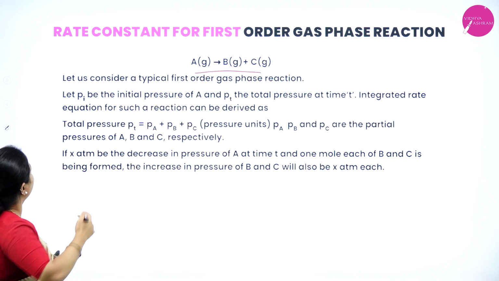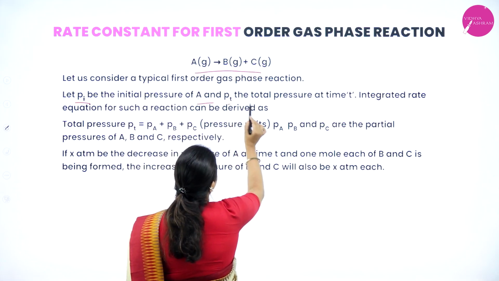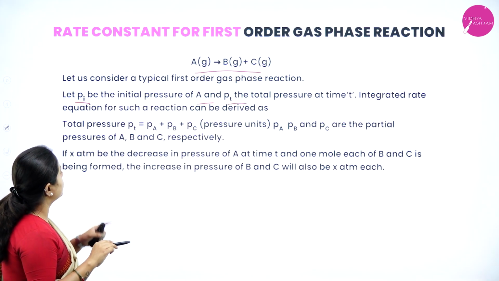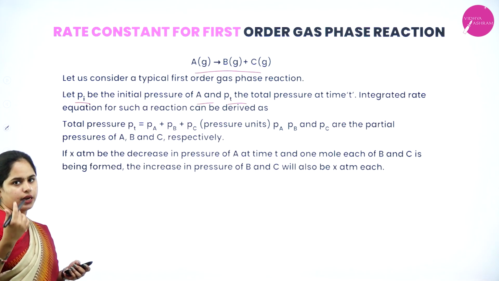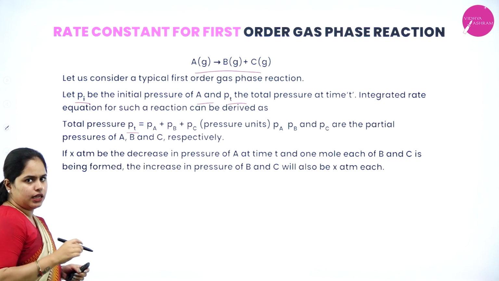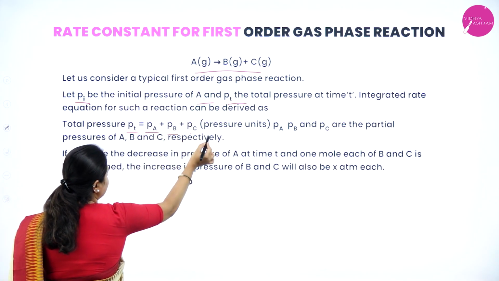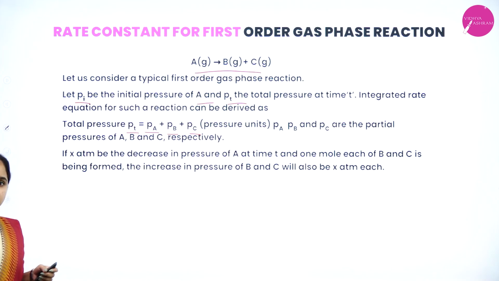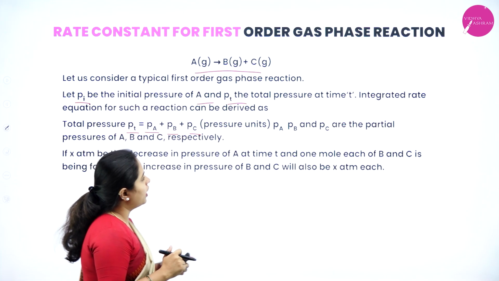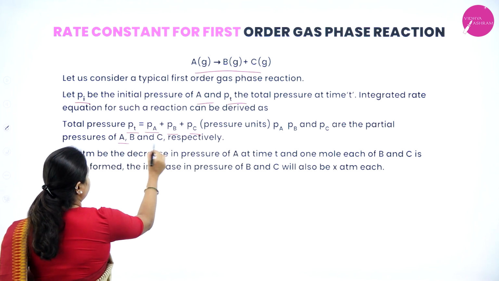So let Pi be the initial pressure of A and Pt be the total pressure at time t. The integrated rate equation for such a reaction can be derived as, let us see. The total pressure, Pt, will be equal to the contribution of A, B and C, that is PA plus PB plus PC. That will be the total pressure, where PA, PB and PC are the partial pressures of A, B and C.